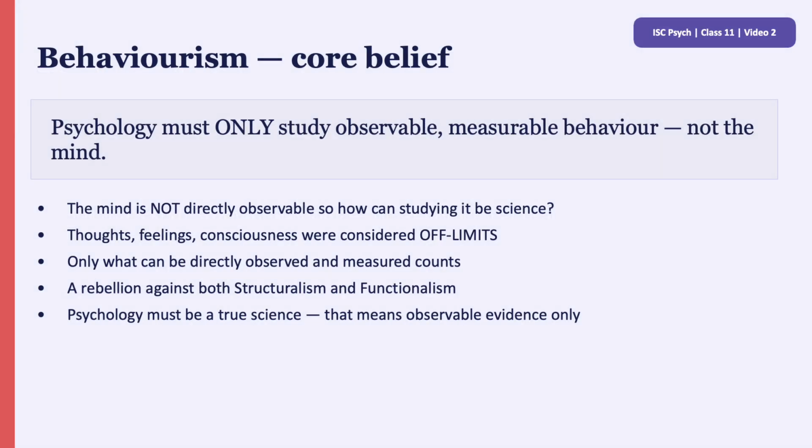The behaviorists argued that if psychology wanted to be a true science, it must only study things that can be directly observed and measured. And what can be directly observed? Behavior. How an organism responds to a stimulus. That's it. Everything else, thoughts, feelings, consciousness, was considered off limits.